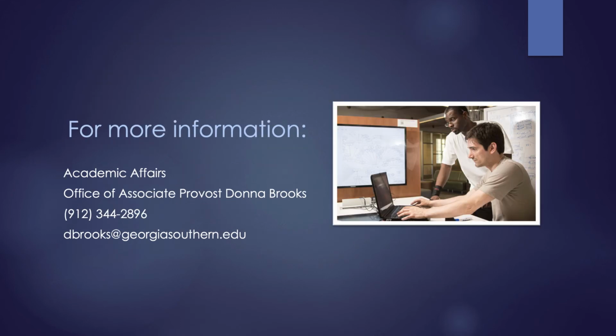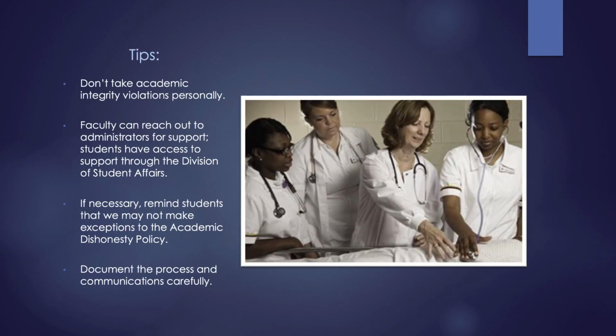To ensure a fair resolution process and to protect the privacy of the students and faculty involved, the academic dishonesty policy outlines many details regarding notifications, sanctions, and appeals processes. Even after reading the policy, we might have questions about how to proceed. Faculty with questions should reach out to Associate Provost Donna Brooks at 912-344-2896 or at dbrooks@georgiasouthern.edu.